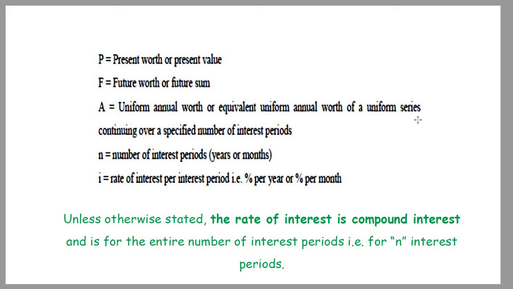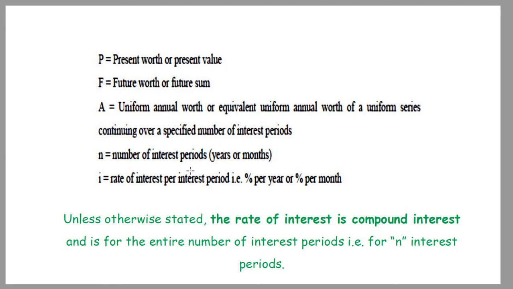So if I say that every year I am going to invest in a bank about 5,000 rupees, so that after 10 years, at an interest rate of 5% or 10%, I am getting a certain final amount. Whatever amount I am going to get after 10 years, we consider as the future amount, and the 5,000 rupees which I keep paying continuously every year, we consider as the uniform annual worth.